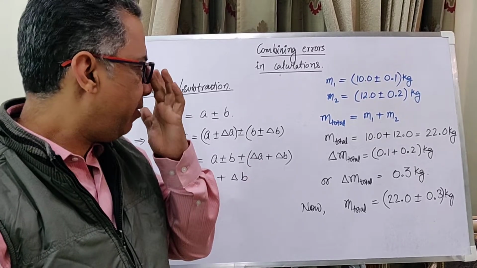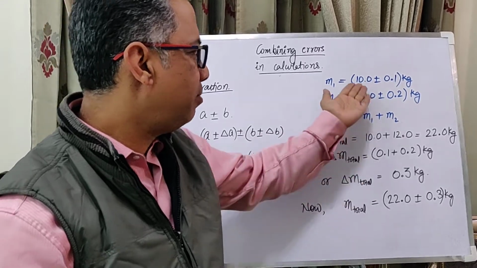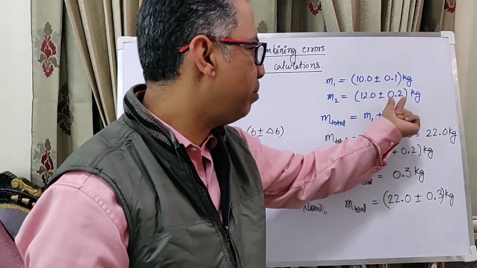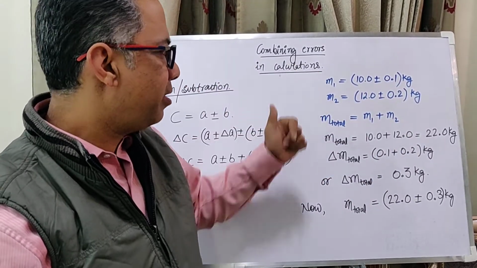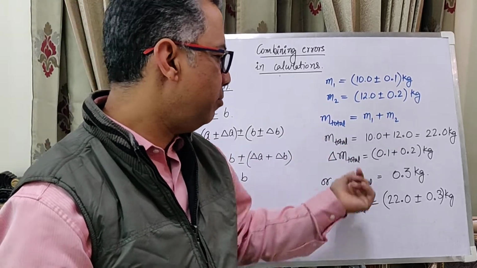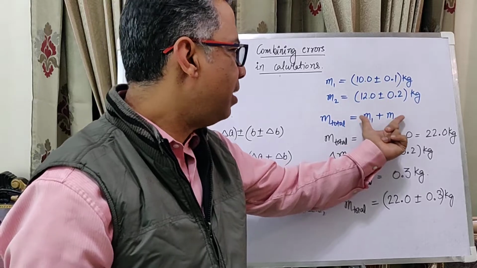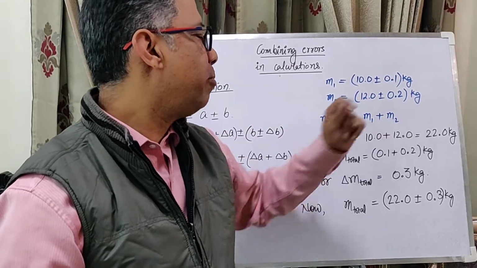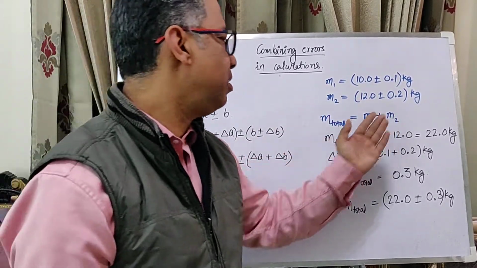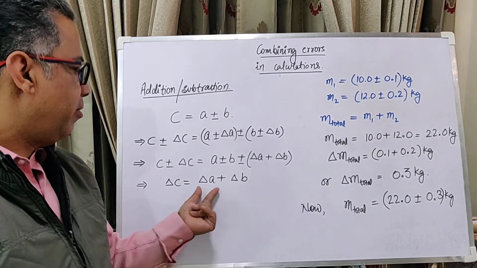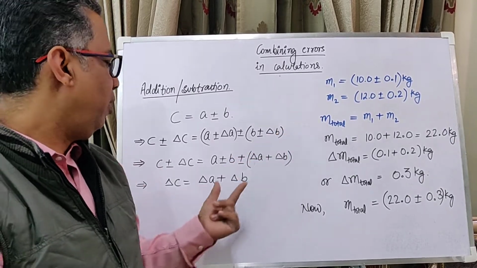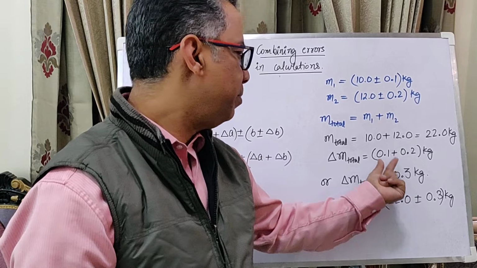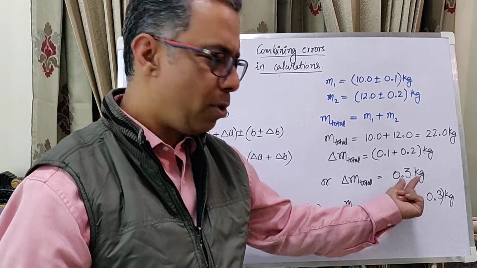So let's take a simple example. We have two objects of masses m1 and m2. Those masses are given as 10.0 plus minus 0.1 and 12.0 plus minus 0.2, and we have to add them up. So the total mass m total is m1 plus m2. When we add these masses, 10 plus 12, we get 22.0. The errors are 0.1 and 0.2, and since it's an addition, we'll be applying this kind of a calculation. The error in m total will be the sum of errors in m1 and m2 here. So we just add up these errors 0.1 and 0.2 and we arrive at 0.3.